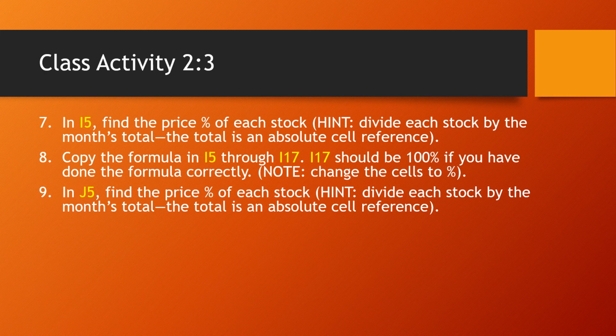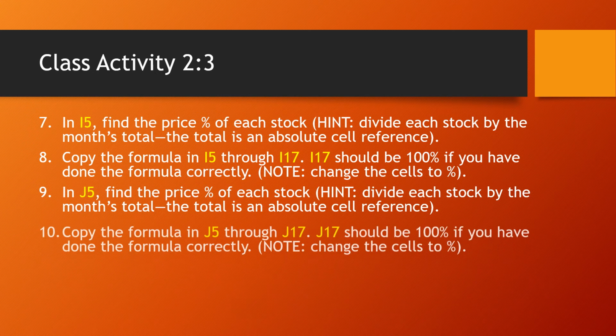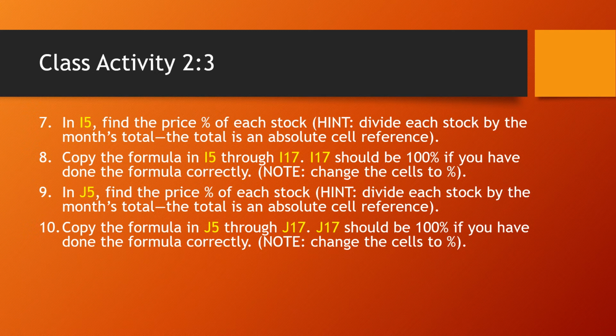In J5, find the price percent of each stock. Divide each stock by the month's total. The total is an absolute cell reference. Copy the formula in J5 using the fill handle through J17. J17 should be 100% if you have done the formula correctly. Change the cells to percentages.